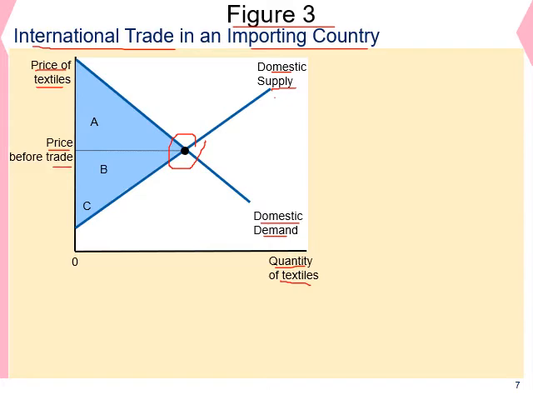Before trade, the consumer surplus equals area A only. The producer surplus equals area A plus area C.